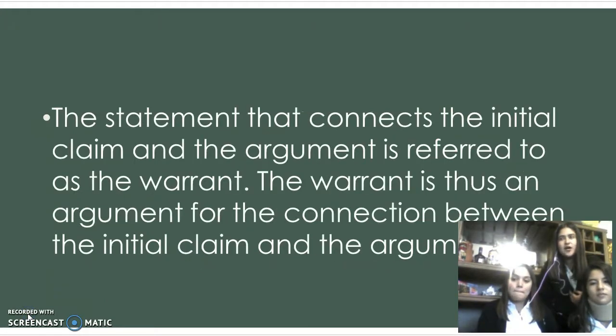The statement connecting the initial claim and the argument is referred to as the warrant. The warrant is the argument for the connection between the initial claim and the argument.